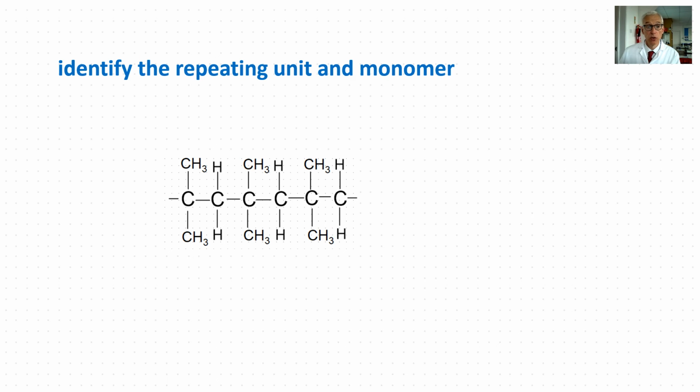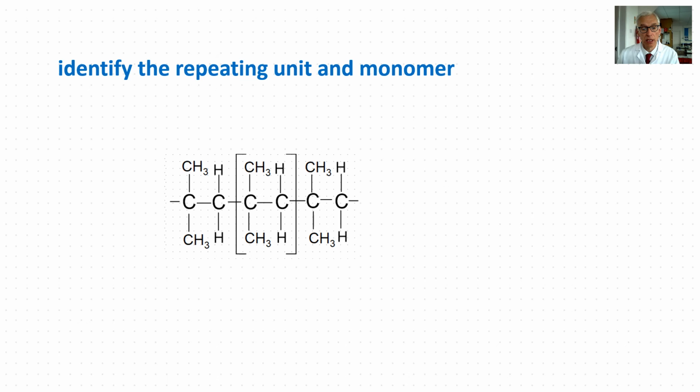Okay, so let's give you the problem this time. Pause the video, identify the repeating unit, and therefore the monomer. Okay, so if I indicate the repeating unit, again, it's centered around 2 carbons in the polymer chain, and therefore the monomer, restoring the double bond, as it were, between the two carbons.